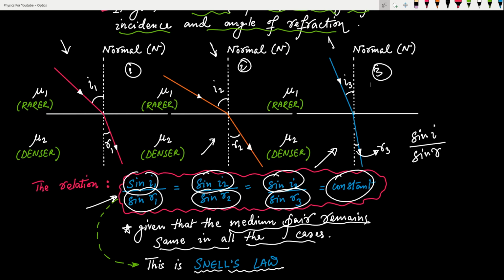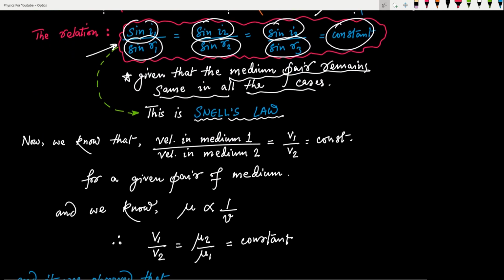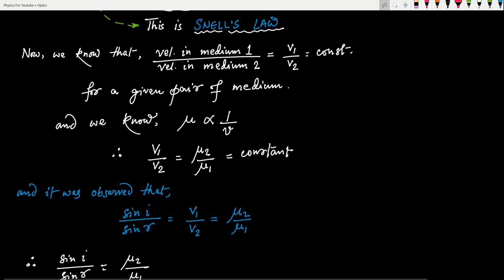Once we've understood sine I by sine R is constant, if you think a little earlier to this, we have learnt a concept where we said the ratio of something we have learnt is also a constant, isn't it? Now you'll see what is the magic. Now that constant that I'm talking about is that velocity in medium 1 divided by velocity in medium 2, that is v1 by v2 is equal to constant. Okay, this thing we have already learned while we were going through the concept of refractive index. And we said that refractive index, that is for a given medium, always remain constant. Until and unless the pair of medium remains constant, then we can say v1 by v2 is always constant.